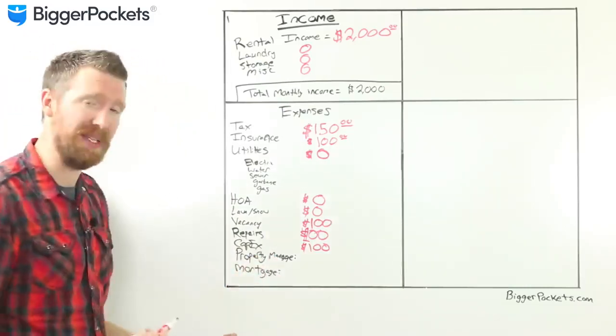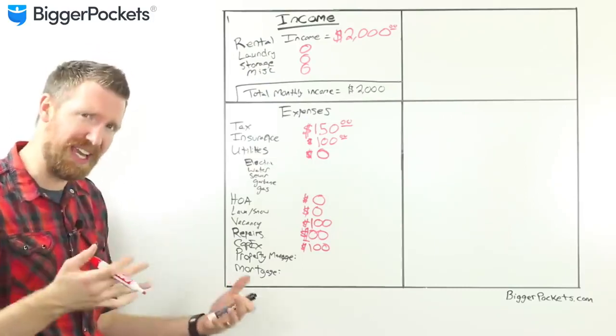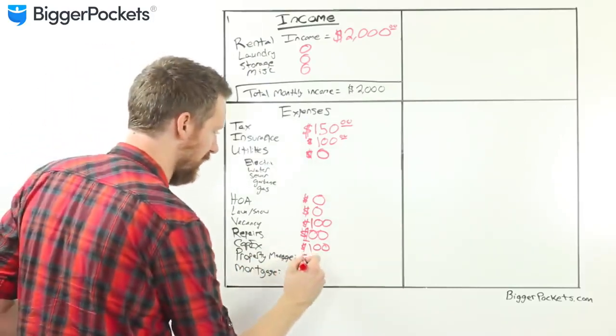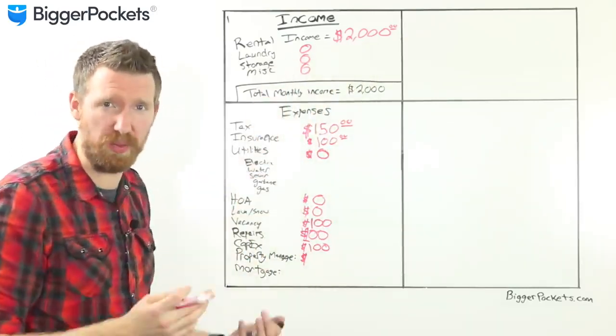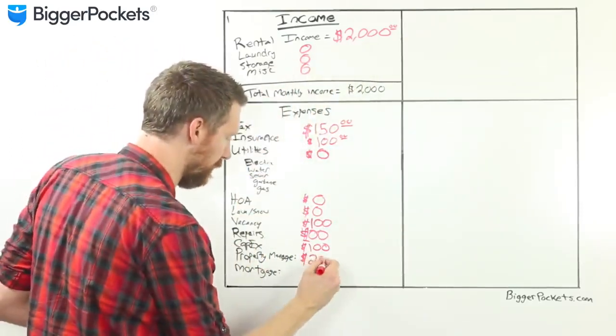Next, we've got our property management. Now, you can manage yourself, but in this case, I want to go ahead and assume that I'm going to have a property manager. Typically, in my area, property manager is about 10% of the rent, so we'll say $200 a month.